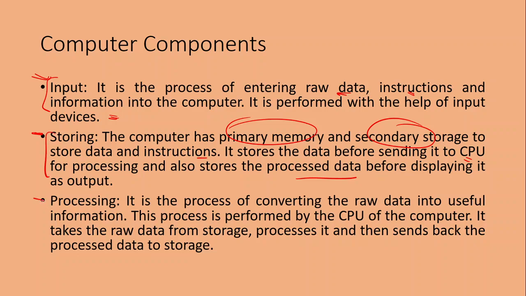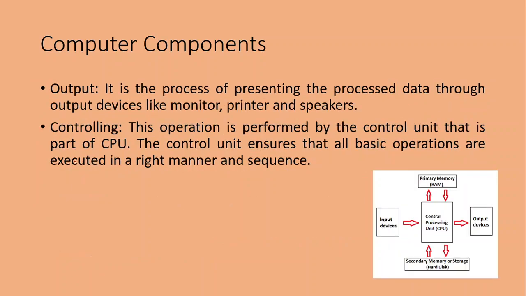And the third one is the processing part. Basically it is the process of converting the raw data into useful information. The process is performed by the CPU of the computer. It takes the raw data from storage, processes it, and then sends the processed data back to the storage. So this is basically the simple function of the processing. This is about storing and input.